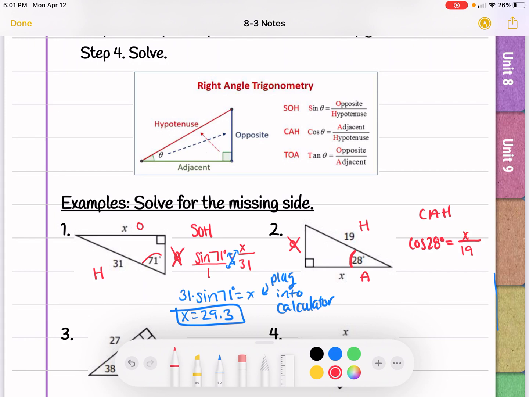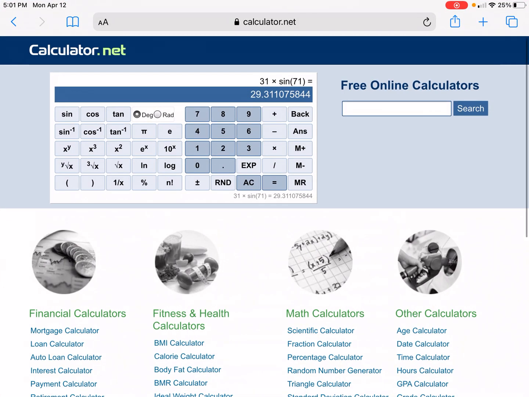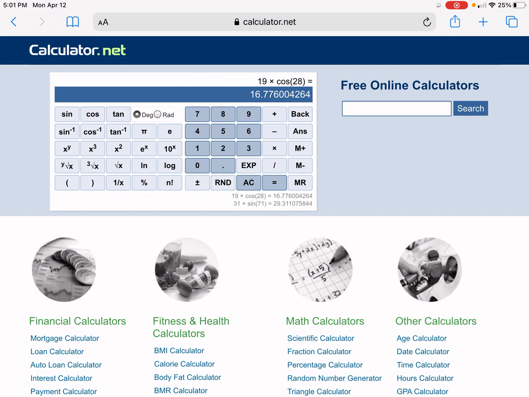I'm going to write the left side as a proportion, so I'm going to put it over an imaginary 1. That way I can cross multiply. So here I'm going to do 19 times cos 28. And here x times 1 is just x. So in the calculator, I'm going to do 19 times cos 28. Let me clear it. 19 times cos 28. And that comes out to about 16.8.